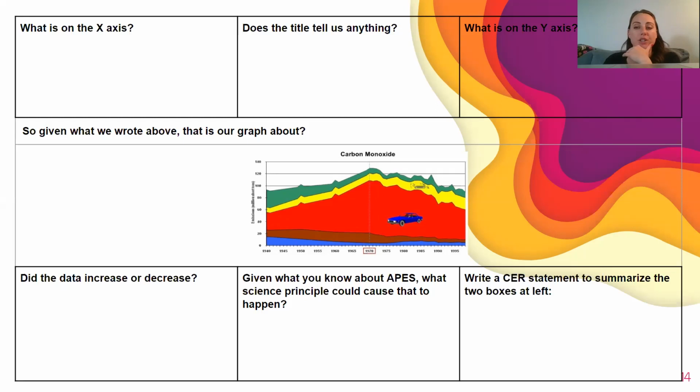Now we want to bring everything together. And so my CER statement, remember that CER stands for claim, evidence, and reasoning.